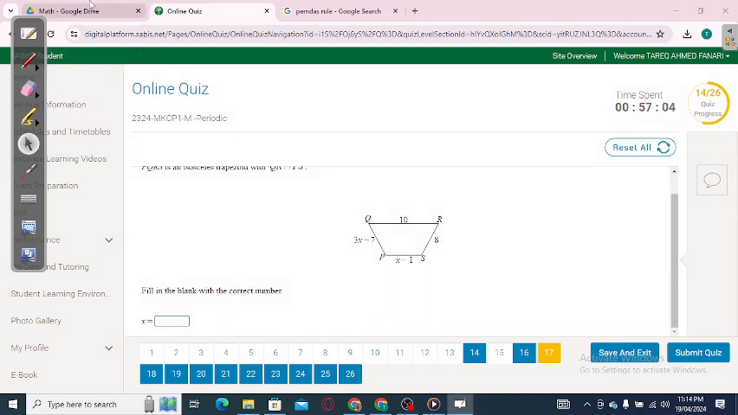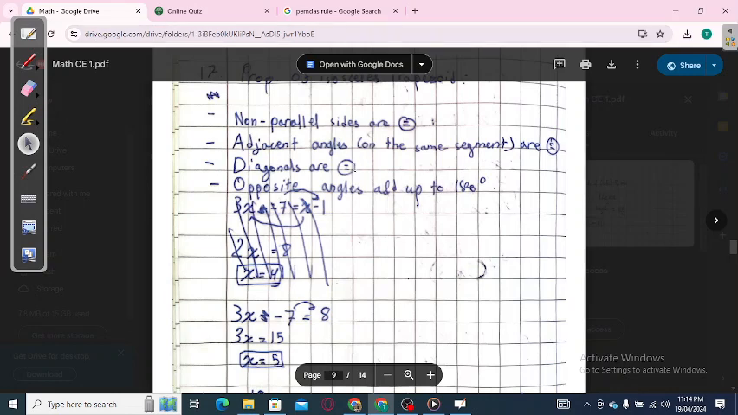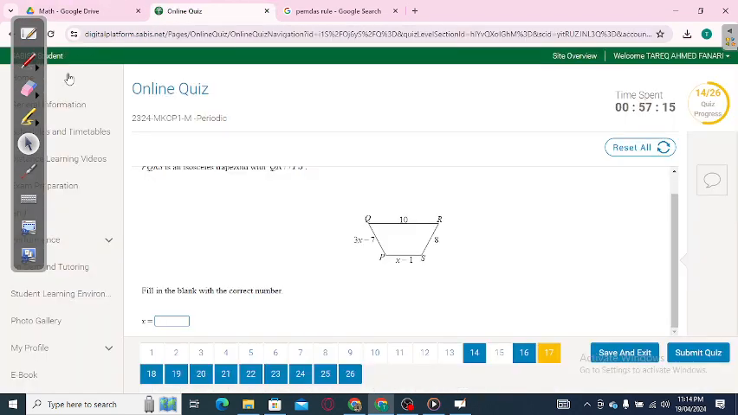What other properties do we have? Opposite angles add up to 180. I also skipped this angle property, I'll get to it later. Opposite angles add up to 180, so angle R and angle P will add up to 180. Angle Q and angle S also add up to 180.